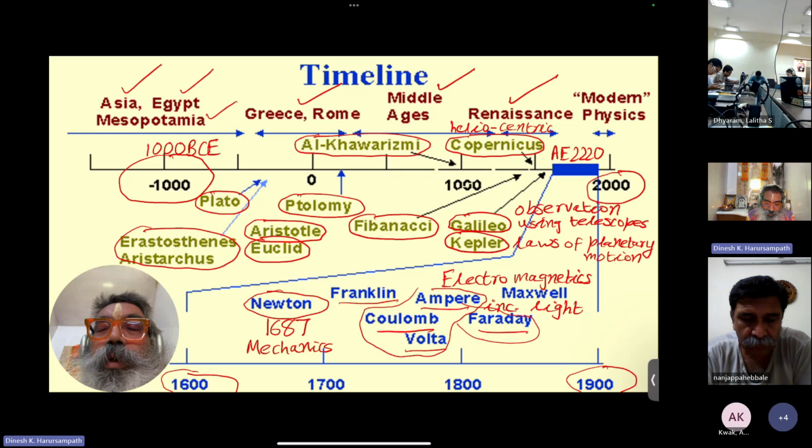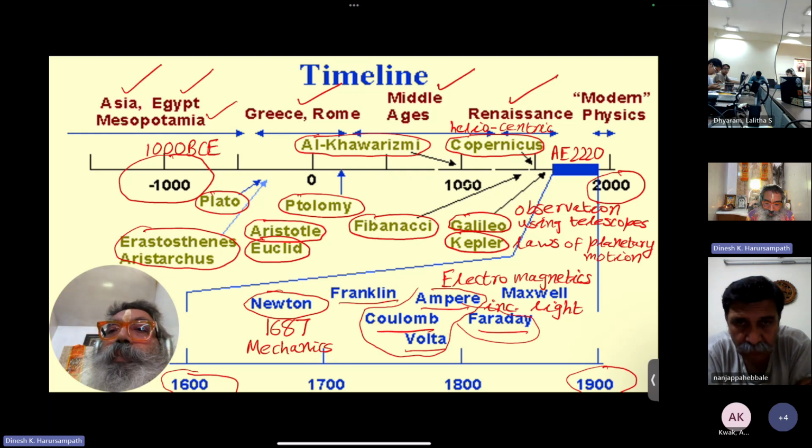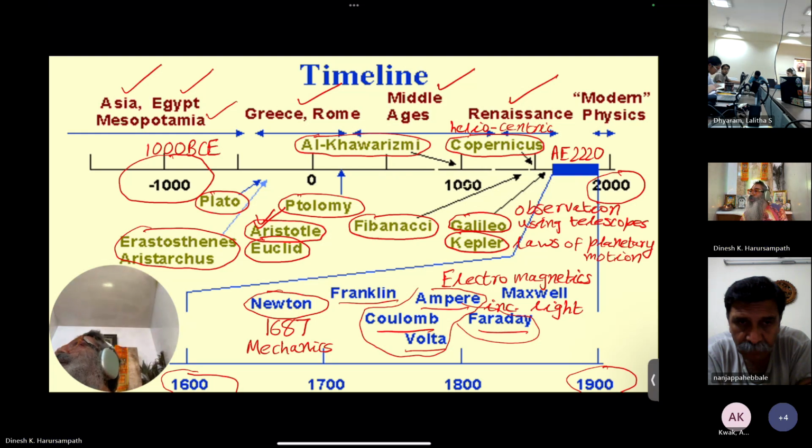What is actually left out in this is, even though we, to some extent, give a lot of credit to Aristotle, and duly so, there's also a lot of mockery of what he did.